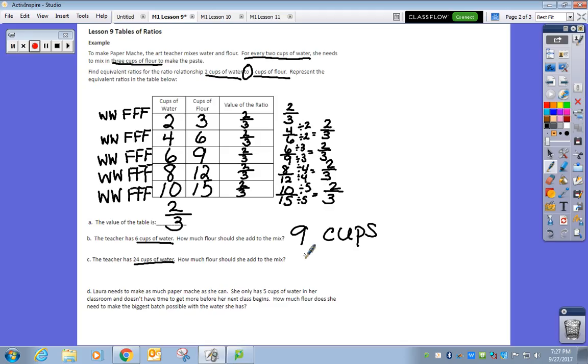So we know the value is 2/3, with 2 representing the number of water and 3 representing the number of flour. So if I know I have 24 cups of water, I would just need to find an equivalent fraction where 24 would be across from the 2 for water. So in order to do this, I know that 2 times 12 is 24. So 3 times 12 would give me my answer of 36 cups of flour.